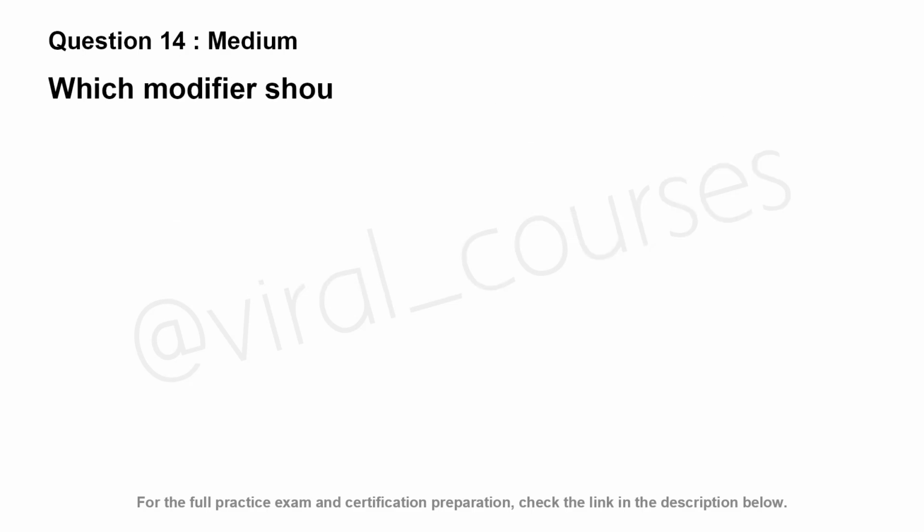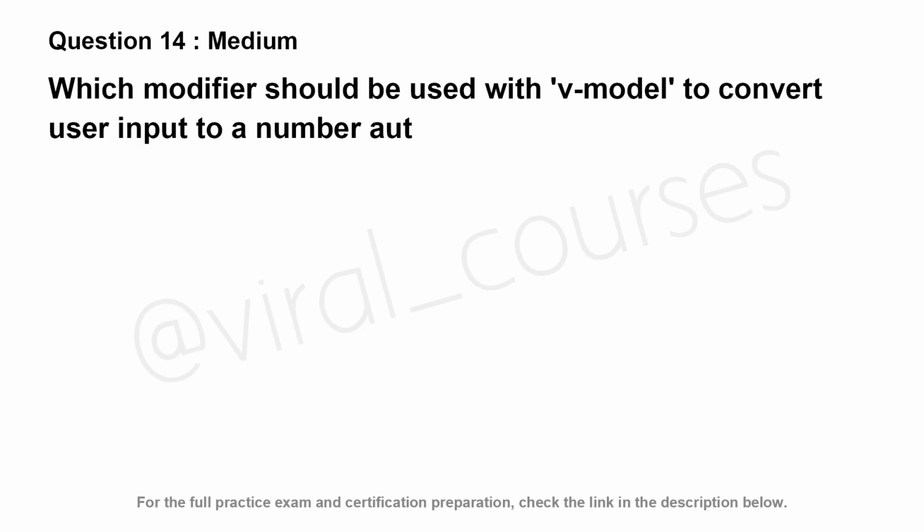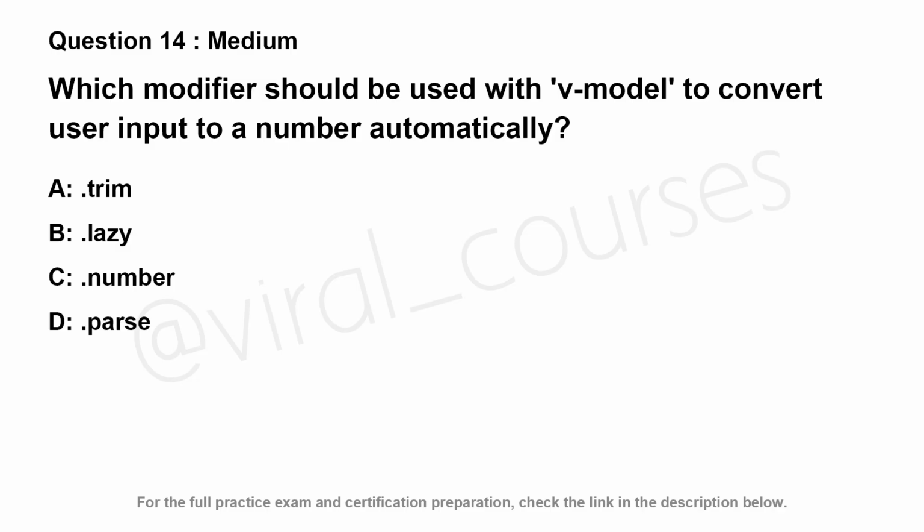Which modifier should be used with v-model to convert user input to a number automatically? Option A, trim. Option B, lazy. Option C, number. Option D, parse.